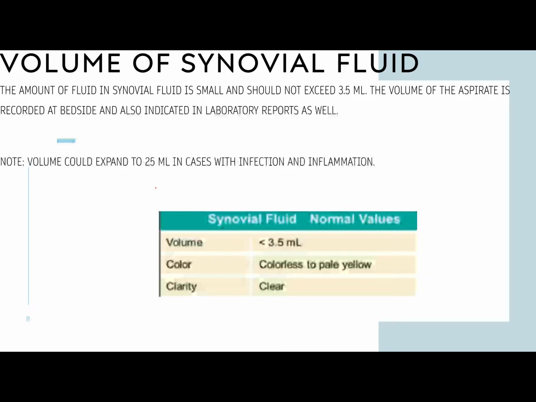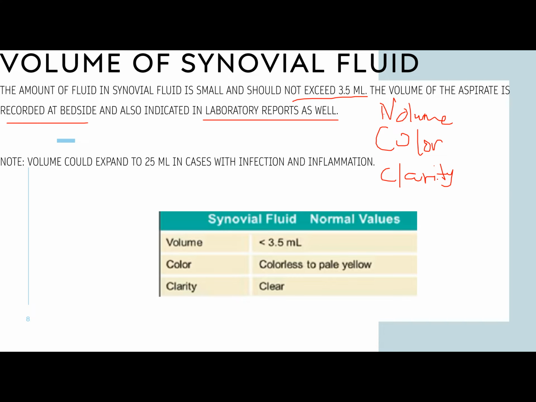Now let's talk about the volume of your synovial fluid. So as mentioned earlier, it should not exceed 3.5 ml. The volume aspirated is recorded at bedside and indicated in lab reports as well. So as medical technologists, class, whenever you encounter synovial fluid analysis, the first thing you need to take note of is the volume. Take note of the volume, the color, the clarity. Basically, the physical aspects of your body fluid. Now, volume could expand up to 25 ml, class, in cases of infection and inflammation.